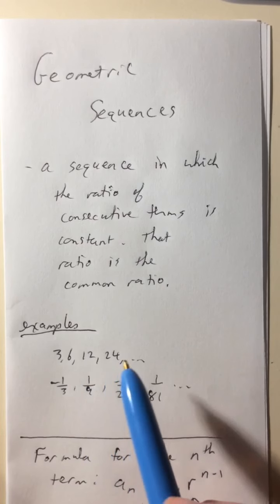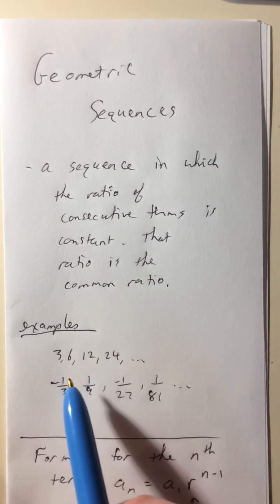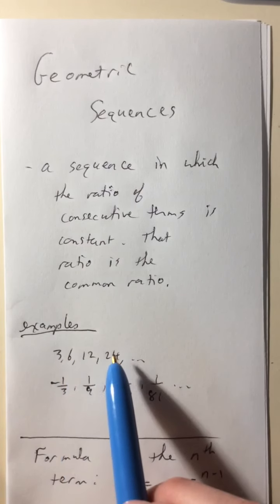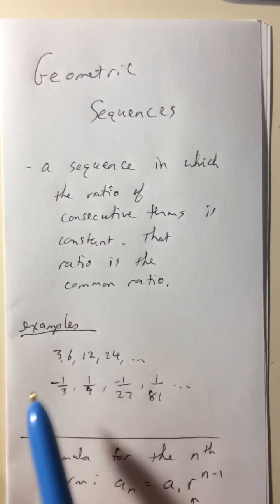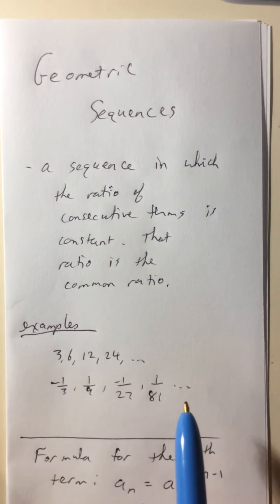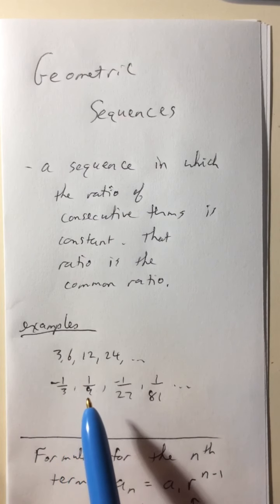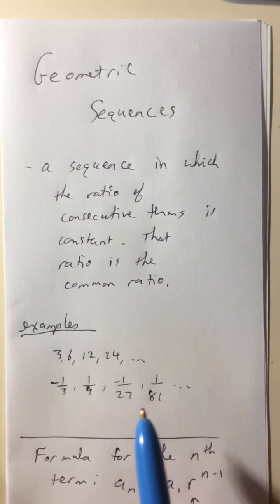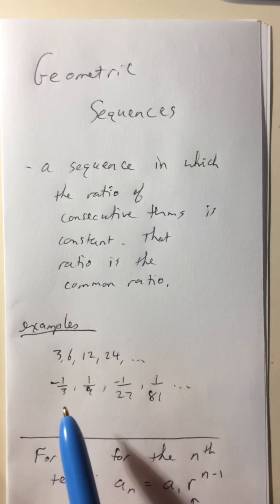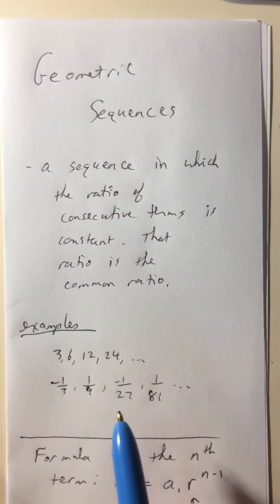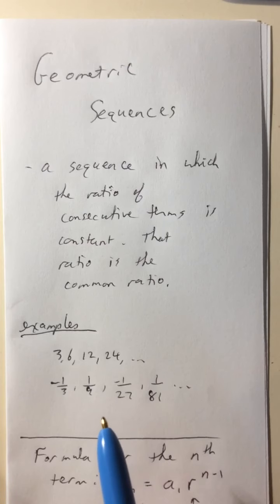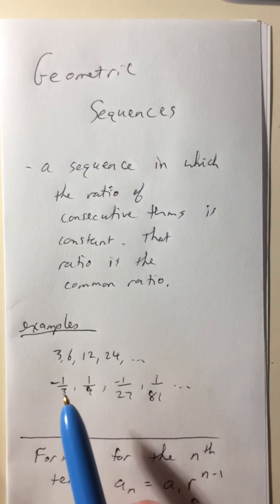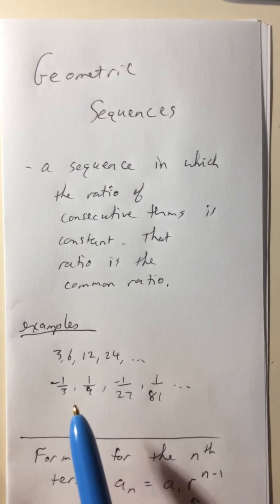How do you find the common ratio? Easy. Take any 2 consecutive terms and divide the later one by the earlier one. So 6 divided by 3 is 2. 24 divided by 12 is 2, all the same. Same trick here. We have negative 1/3, positive 1/9, negative 1/27, positive 1/81. Clearly we are multiplying by negative 1/3 each time, so this represents a geometric sequence. We can still find the common ratio by dividing: 1/9 divided by negative 1/3 is, you guessed it, negative 1/3.